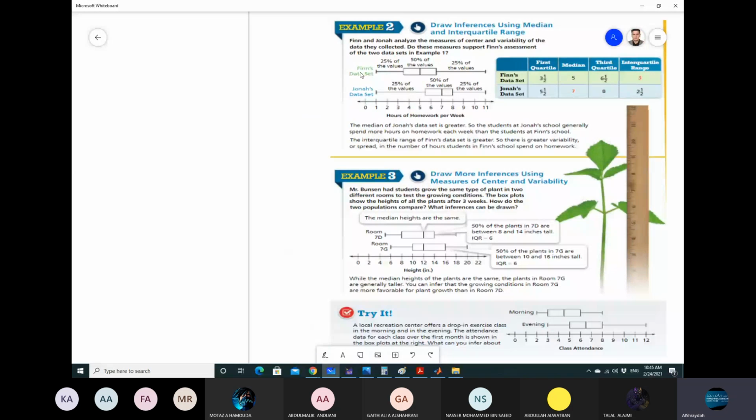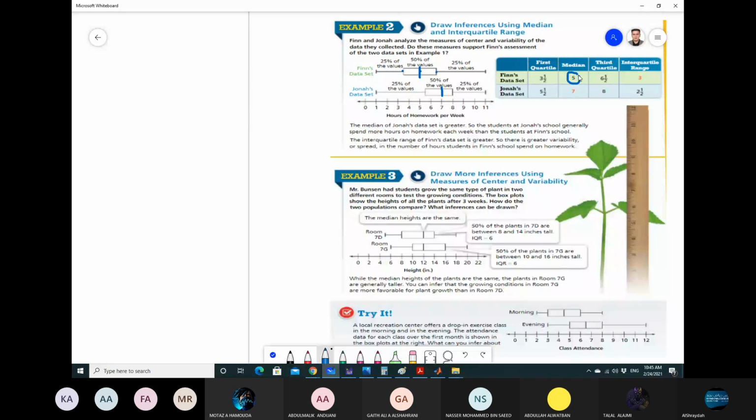So here we have the box plot for Finn's data set. This point again represents the minimum data value that we have, which is 1, and here we have the maximum data value that we have, which is 11, and this point represents Q1. Students, concentrate. This is Q1, and this is Q2 or the median, and this is Q3. So here, this is Q2. 50% of the values are less than this point, and here 50% of the data values are less than this point. So the median of the first data set is 5.